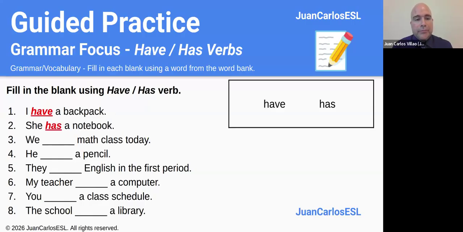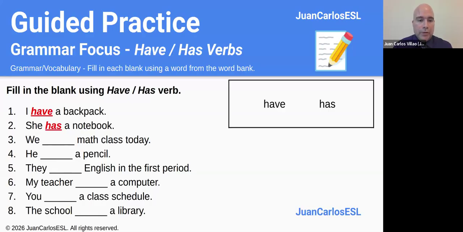Number 2, she has a notebook. So when the subject is third person singular, we have to use has. She has a notebook.